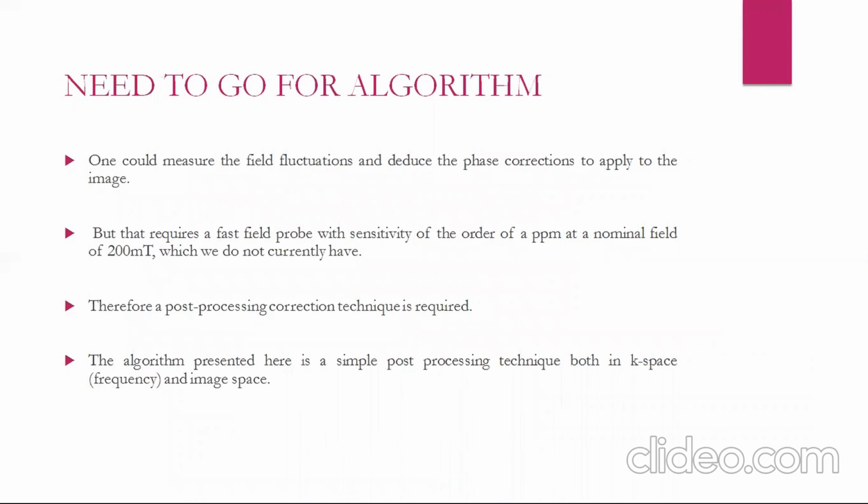Need to go for an algorithm. One could measure the field fluctuations and deduce the phase corrections to apply to the image, but that requires a fast field probe with sensitivity of the order of parts per million at a nominal field of 200 millitesla, which we do not currently have. Therefore, a post-processing correction technique, that is an algorithm, is required. The algorithm presented here is a simple post-processing technique both in k-space, that is in frequency, and image space, that is the spatial domain.